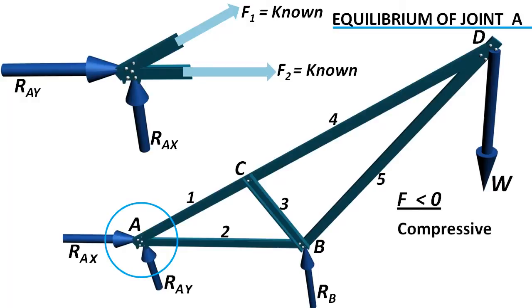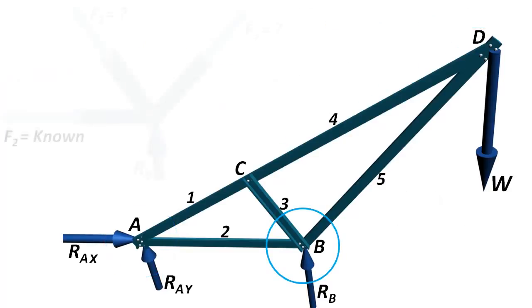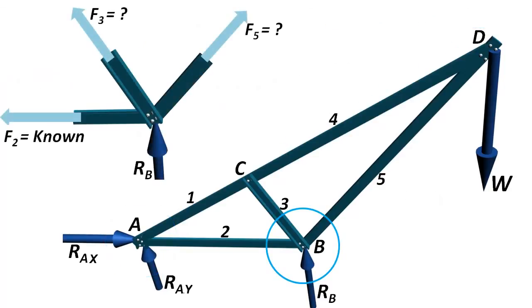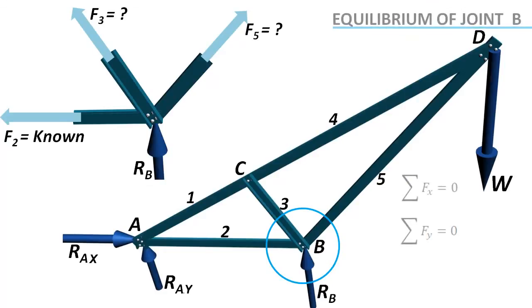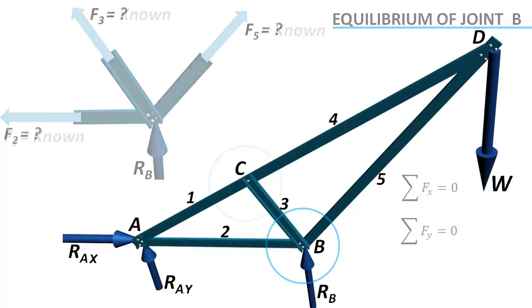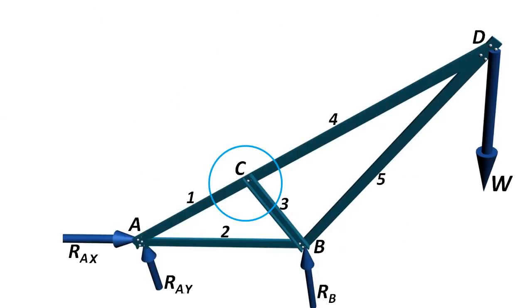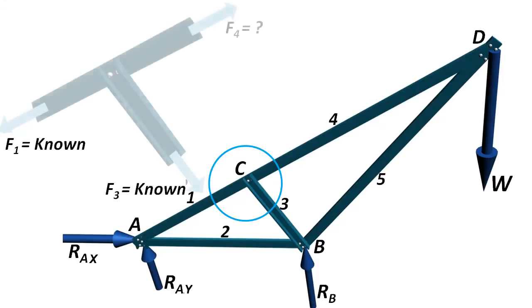Now we can move to point B. The number of unknowns there is 2 now. Using the same concept, we can solve for forces in members 3 and 5. Now the only unknown force remaining is in member 4, which can be easily solved by considering equilibrium at point C or point D, just by considering one equilibrium equation.